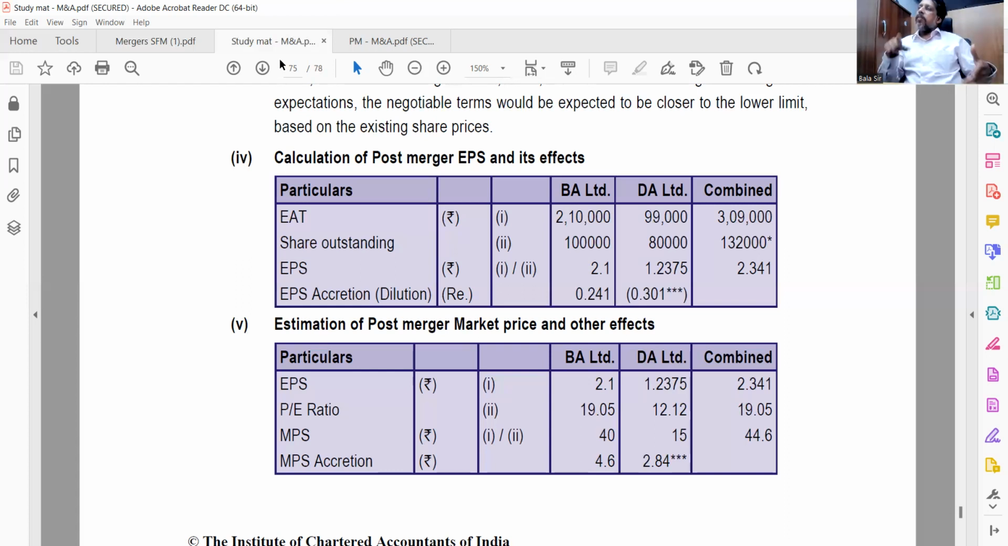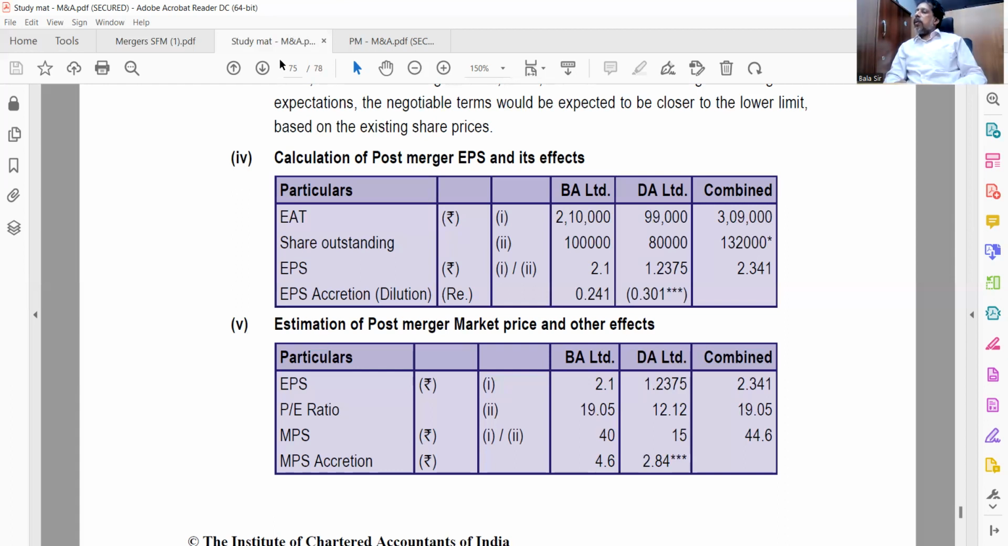My shareholders will gain 0.241 per share. No doubt at all. Straightforward. But I cannot do the same thing for you guys. I'll tell you why. A person holding 1 share in your company gets only 0.4 share in BA Limited. Yes or no? Yes, sir. So you should not compare 1.2375 with the 2.341. That is a wrong comparison. Why? Because a person holding 1 share in DA gets only 0.4 shares in BA Limited, the purchasing company.